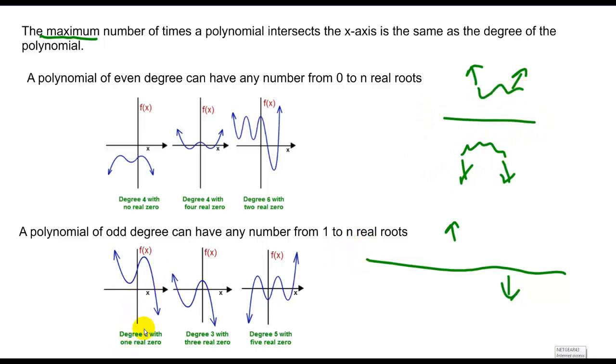So in this case, we have a third degree polynomial, 1 root. Third degree polynomial, 3 roots, crosses 3 times. Fifth degree polynomial with 1, 2, 3, 4, 5 roots.